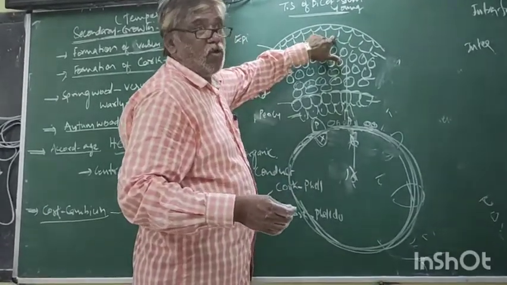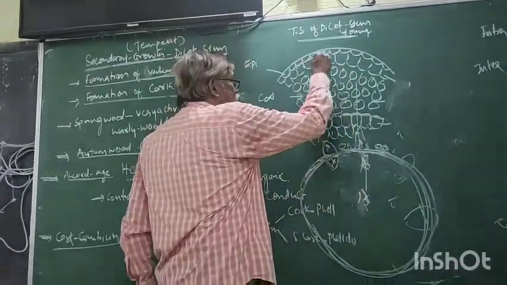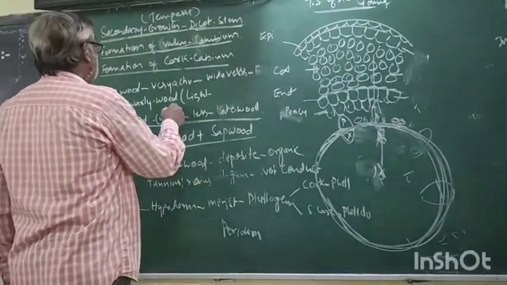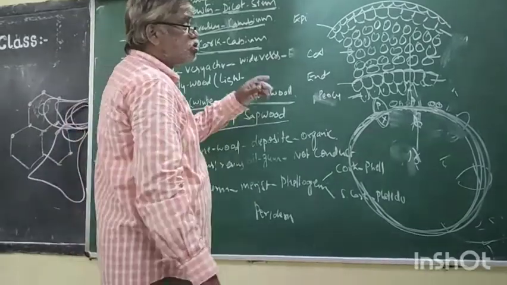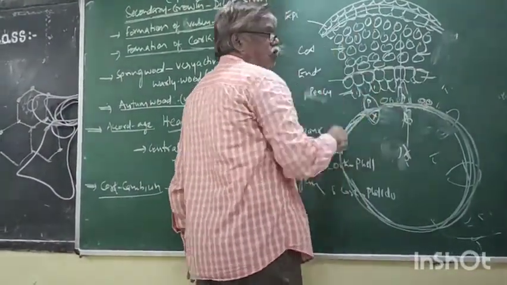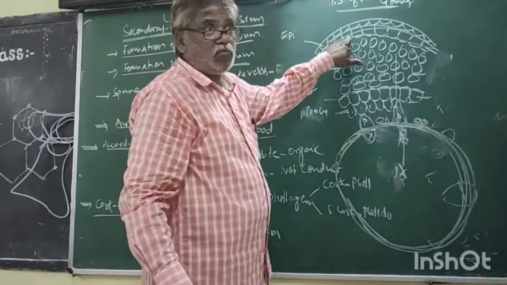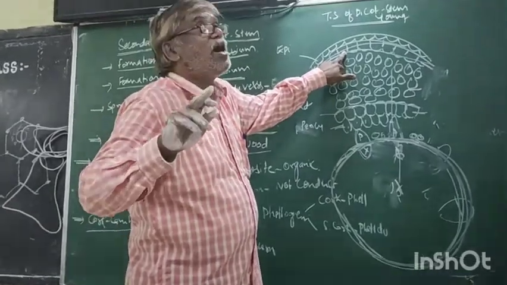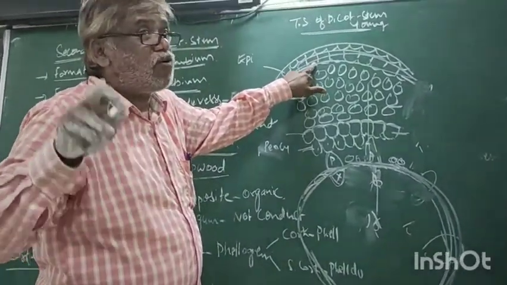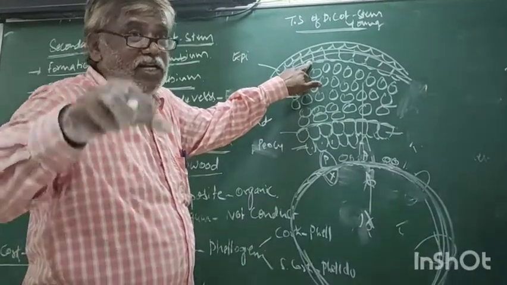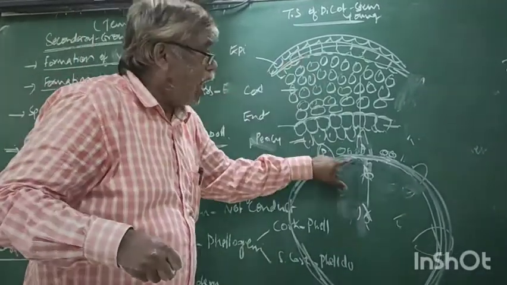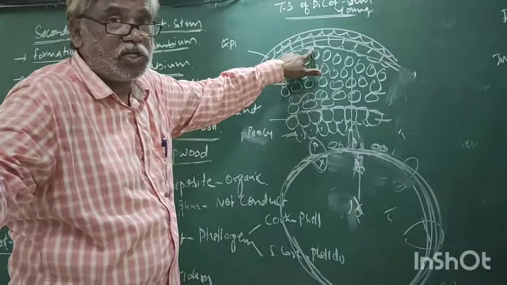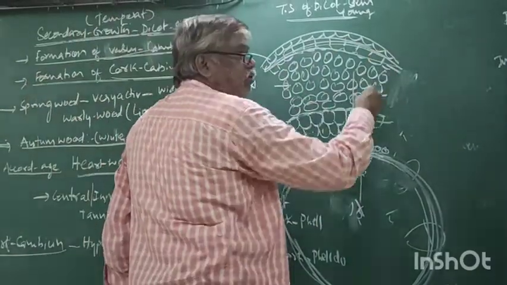Who? Hypodermis. When the hypodermis gets the pressure, it undergoes de-differentiation and forms cork cambium. This is cork cambium. Now, what are the cells? Meristem. Before that, the hypodermis is made of collenchyma. The collenchyma cells of the hypodermis, when they receive pressure due to the activity of vascular cambium, undergo de-differentiation and form cork cambium.